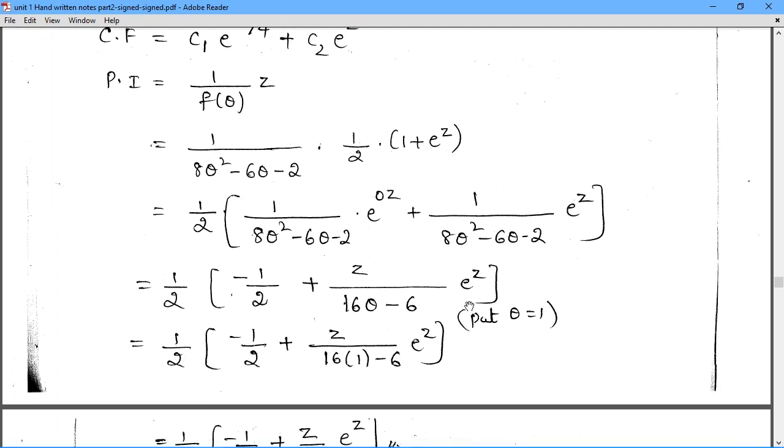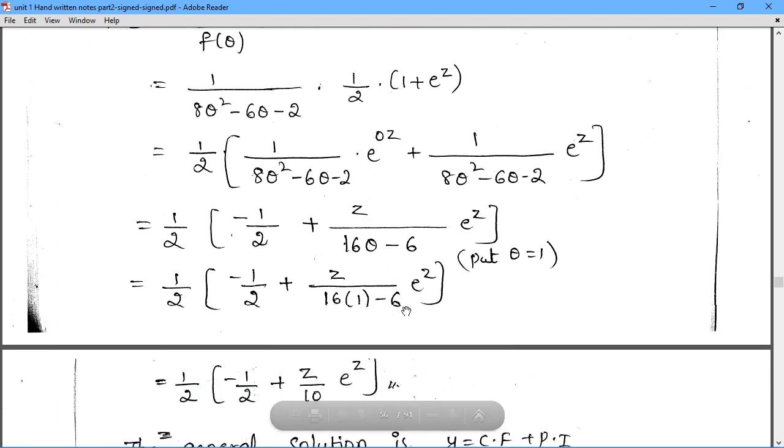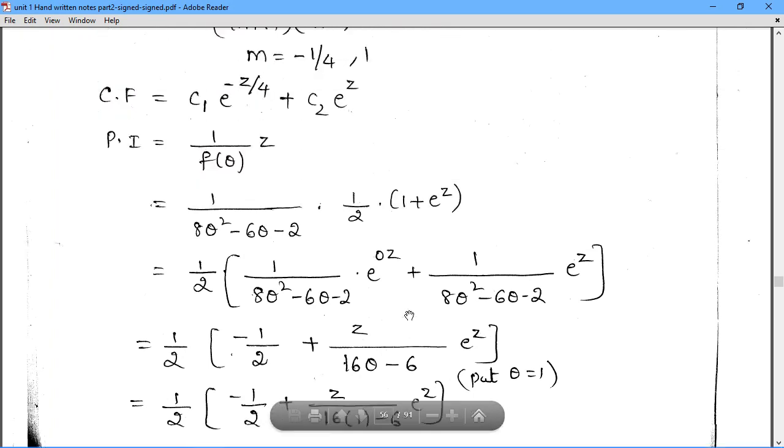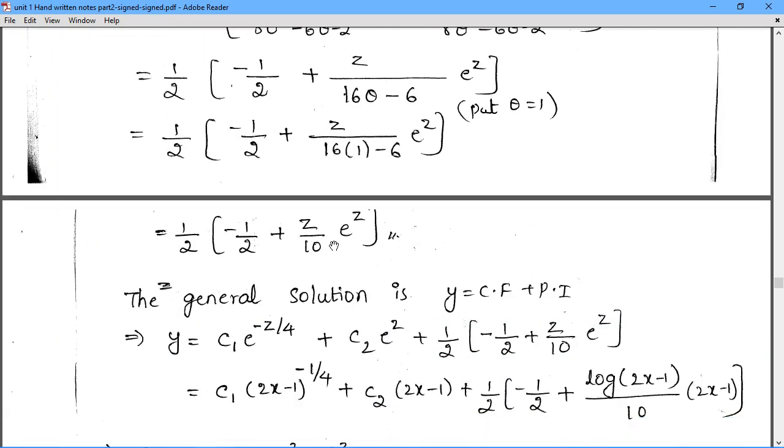Now we have to put theta equal to 1 again. So clearly 16 into 1 minus 6 is 10. So clearly we will have a non-zero number. The denominator having a non-zero number, so it will be the required particular integral. Now adding these two solutions, we will get the general solution.